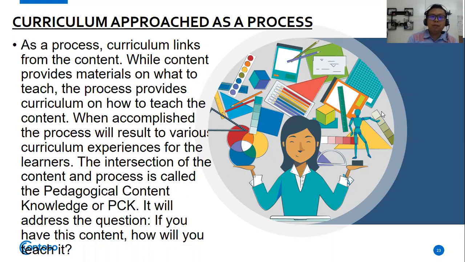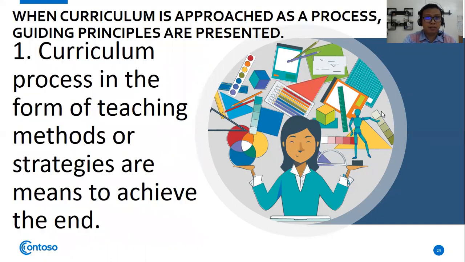When accomplished, the process will result in various curriculum experiences for the learners. The intersection of the content and the process is called the PCK, or the pedagogical content knowledge. It will address the question, if you have this content, how will you teach it? So when curriculum is approached as a process, these are the guiding principles. The curriculum process in the form of teaching methods or strategies are means to achieve the end.